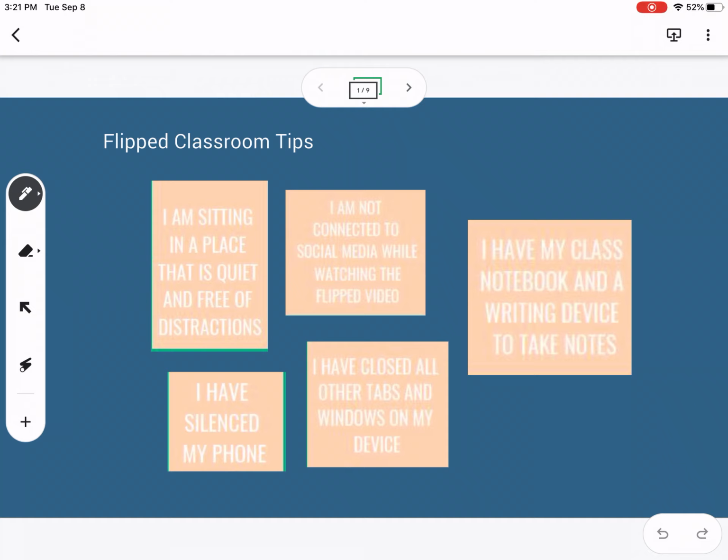So here are some tips for a flipped classroom. Read along on the screen. I am sitting in a place that is quiet and free of distractions. I am not connected to social media while watching the flipped video. I have my class notebook and a writing device to take notes. I have closed all other tabs and windows on my device. I have silenced my phone.